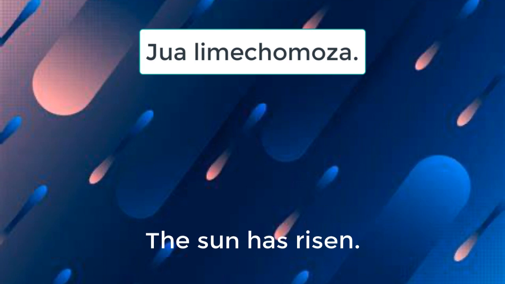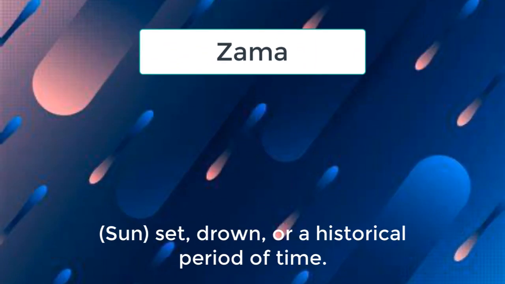And we are going to see the next word, which is zama. Zama has a few meanings. When the sun sets, that action is also zama. So jua limechomoza means the sun has risen, while jua limezama means the sun has set.